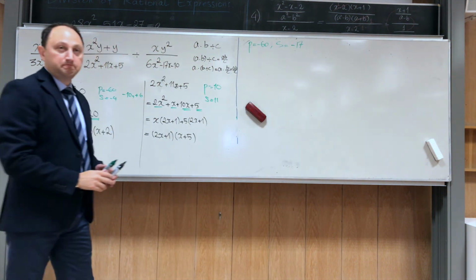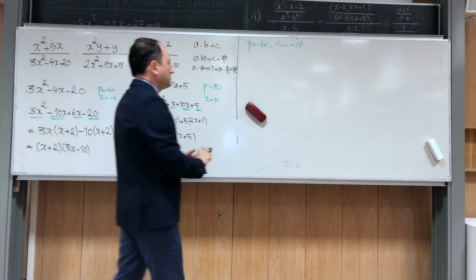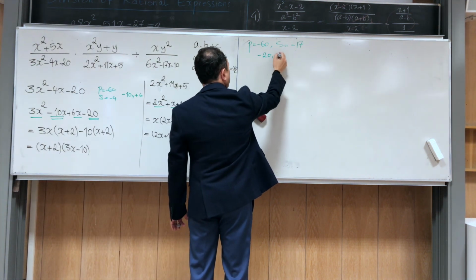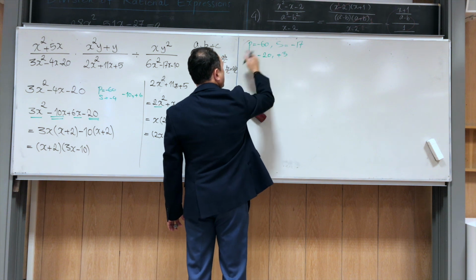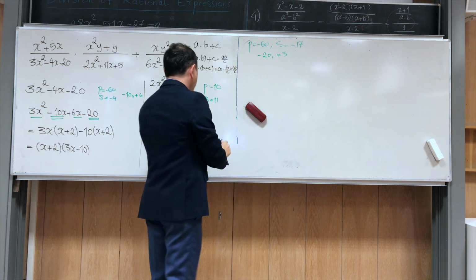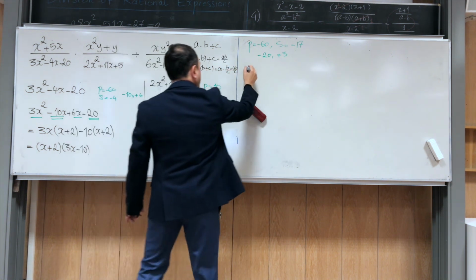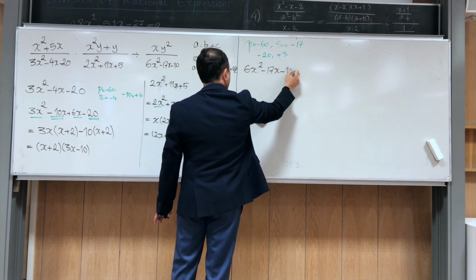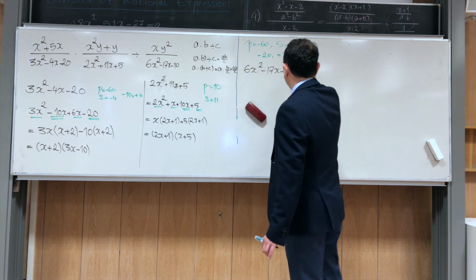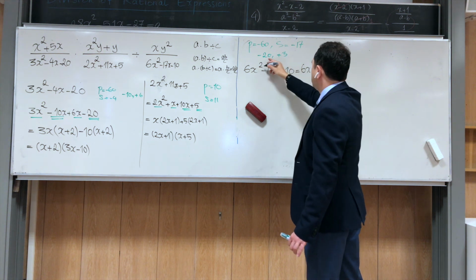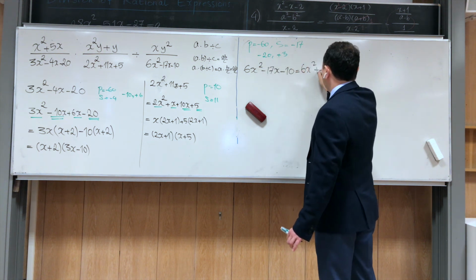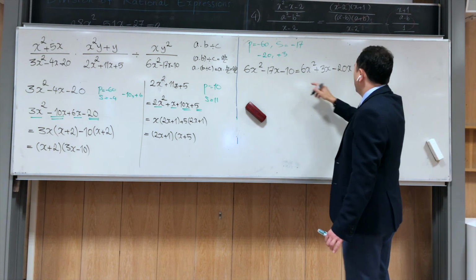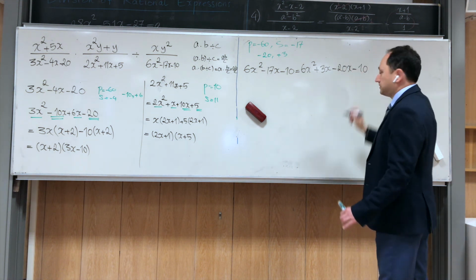Can you guess? The numbers are not that hard. The numbers are minus 20 and positive 3. If I multiply them, it becomes that. If I add them, it becomes this. So if I want to factorize 6x squared minus 17x minus 10, I need to divide this into two pieces. One piece is positive 3x. The other piece should be minus 20x, and then I will have a minus 10 at the end.